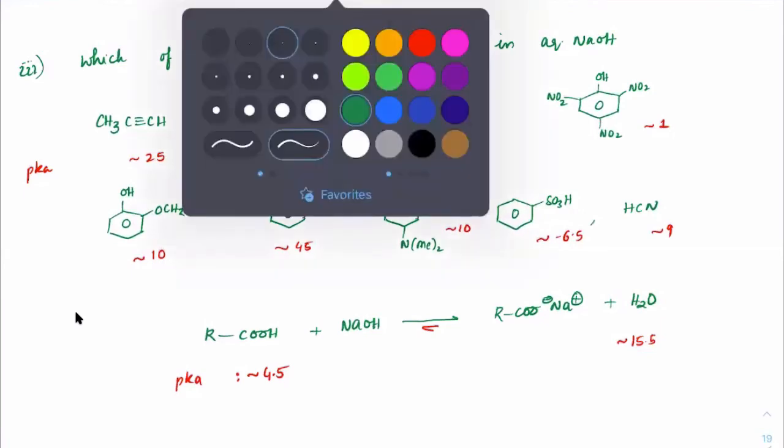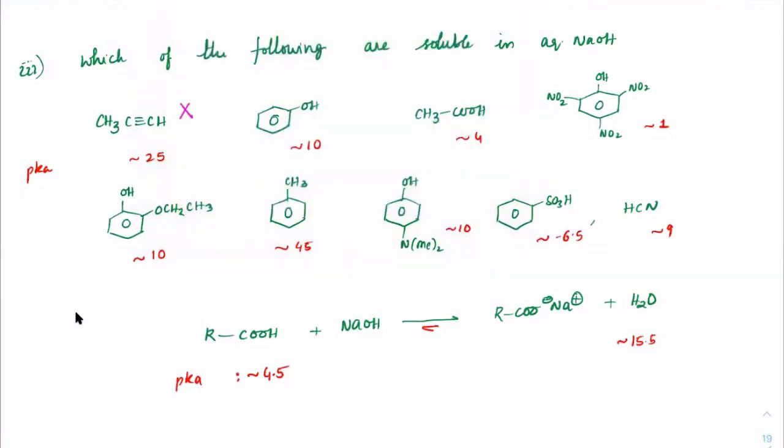Okay. So acetic acid will not be soluble. I mean, sorry. Triple bond carbons will not be soluble in NaOH. Next, phenol, yes, phenol will be soluble in aqueous NaOH. Acid, yes. Picric acid, yes. This phenolic part also, yes. This toluene, no. This phenolic part, yes. This is definitely yes. This is also yes.